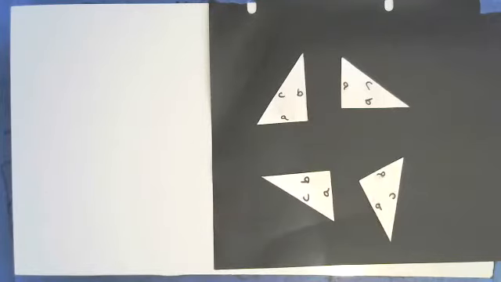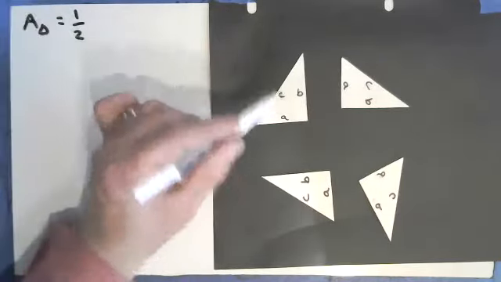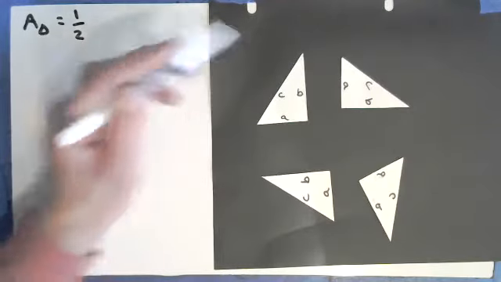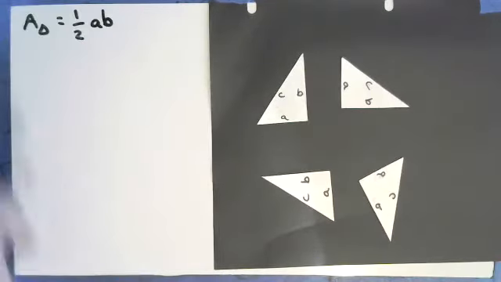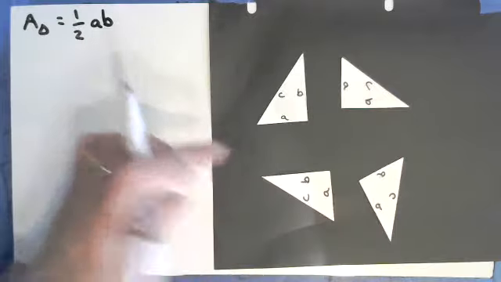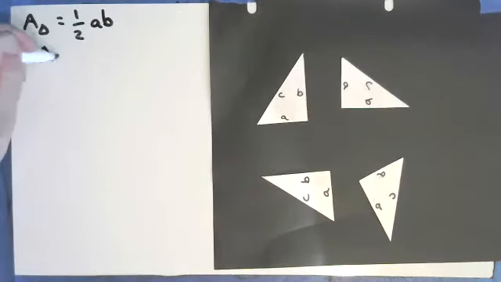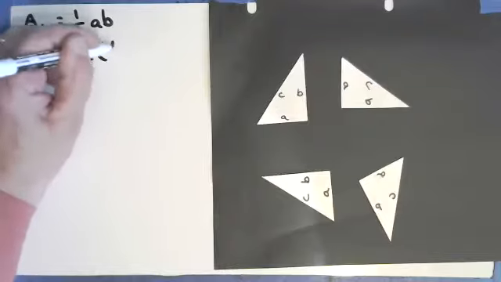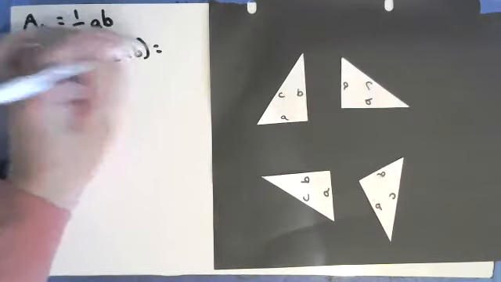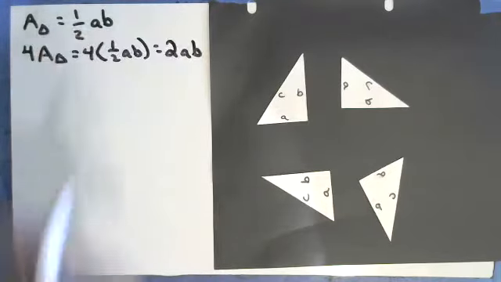This is the second proof for the Pythagorean theorem. In this proof, we start with four triangles. And we note that the area of one triangle is 1/2 the base times the height. Our base is A, our height is B, so it's 1/2 AB. We have four triangles, so 4 times the area of the triangle is 4 times 1/2 AB, and that gives us 2AB.